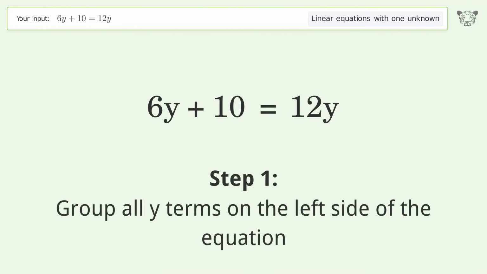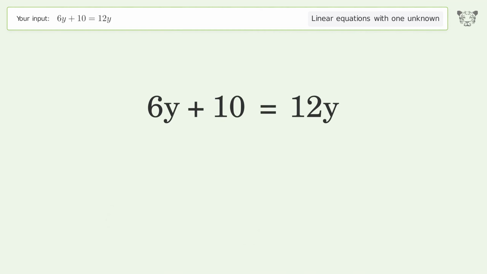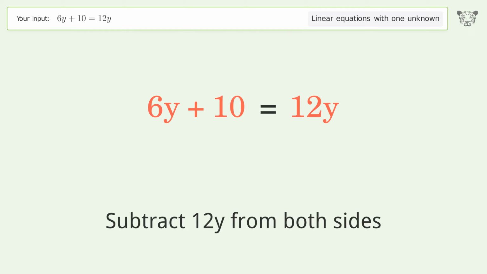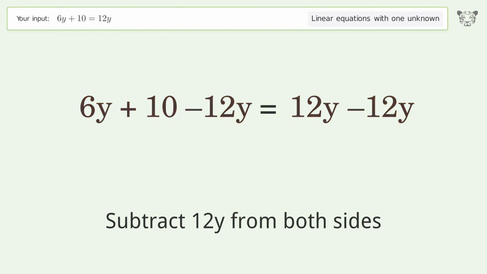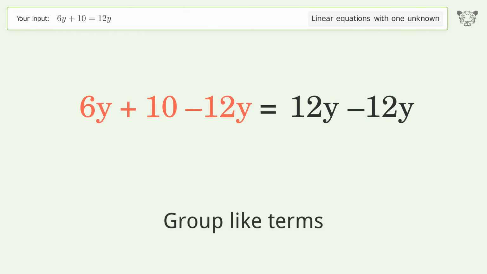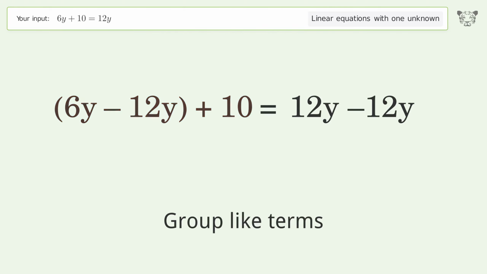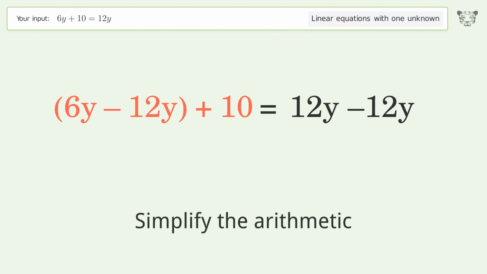Group all y terms on the left side of the equation. Subtract 12y from both sides. Group like terms. Simplify the arithmetic.